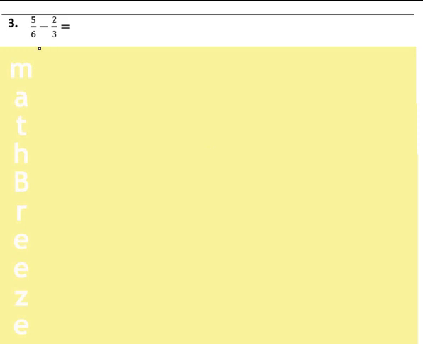Now in number 3, our denominators are not the same. We don't have a common denominator. So we want to get a common denominator before subtracting. A common denominator is a number that both denominators divide into evenly. Well, in this case, 3 does divide into 6 evenly, so we'll keep this denominator of 6, and we'll change this one to a denominator of 6.